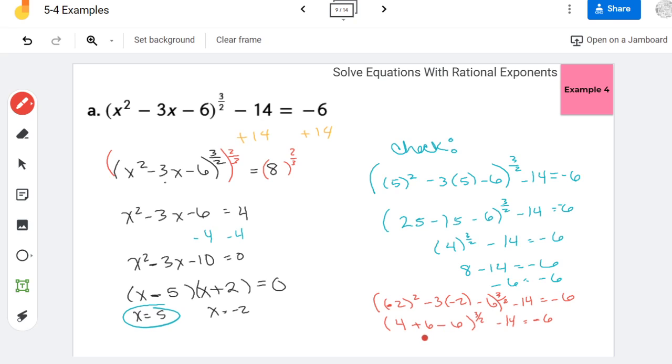Now my 6's here cancel out, so I get 4 to the 3 halves minus 14 equals negative 6. And notice that's the same part as right here. So I know that this is going to solve out the same way. Square root of 4 is 2, cube it, you get 8. And negative 6 equals negative 6. So x equals 2 is also a solution.